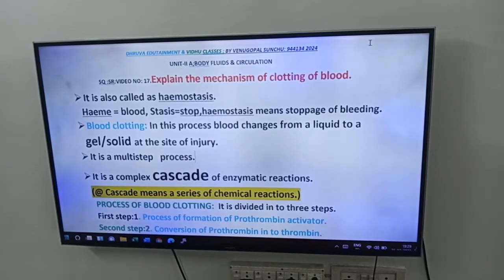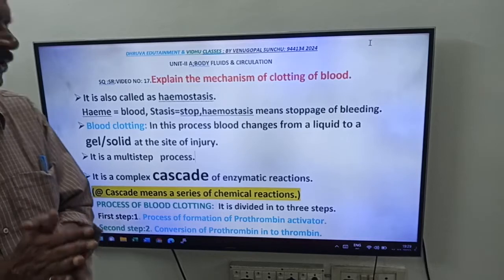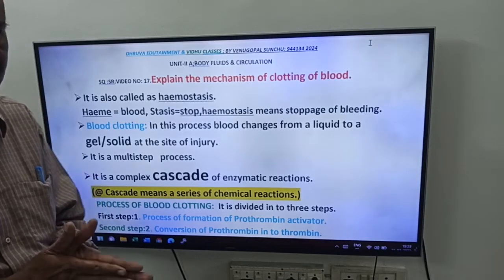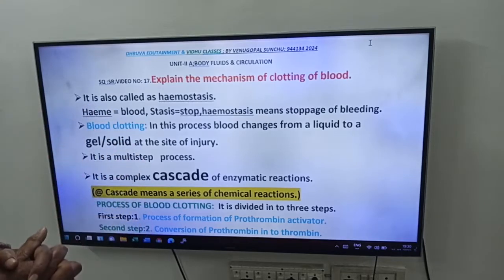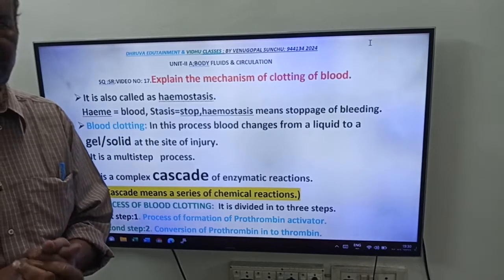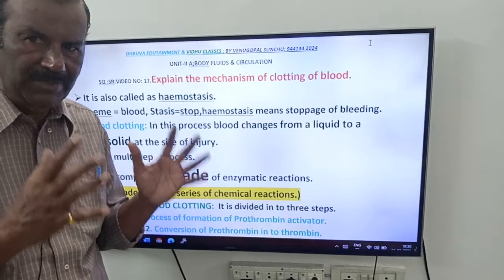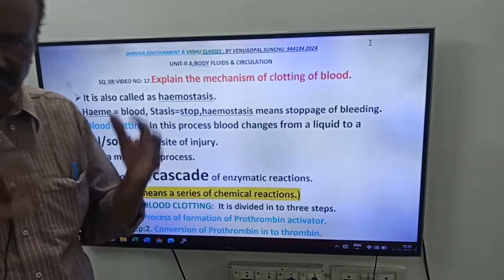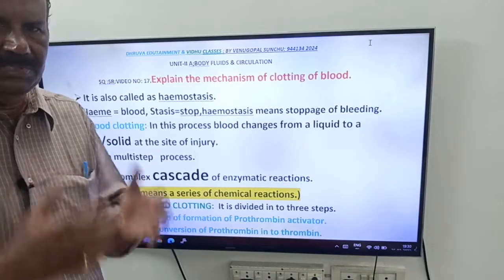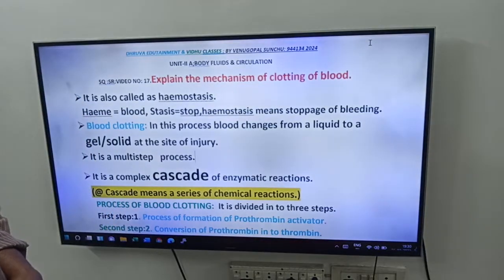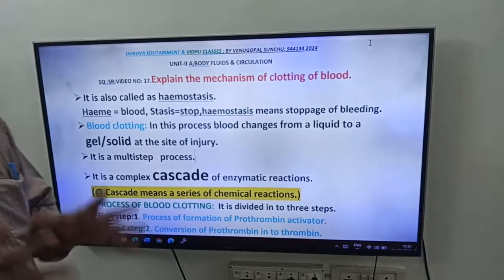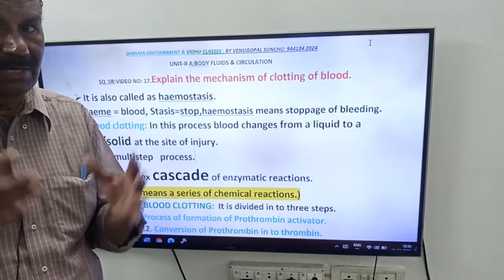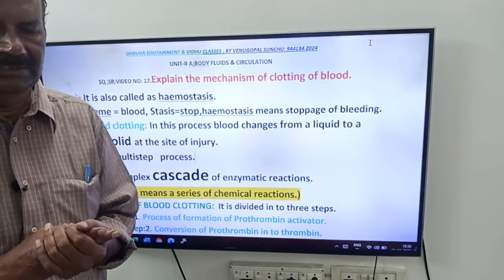This is a 4 marks question, a short question from intermediate second year zoology, from unit 2A, Body fluids and circulation. It is an important, general question. What is that? Explain the mechanism of clotting of blood.